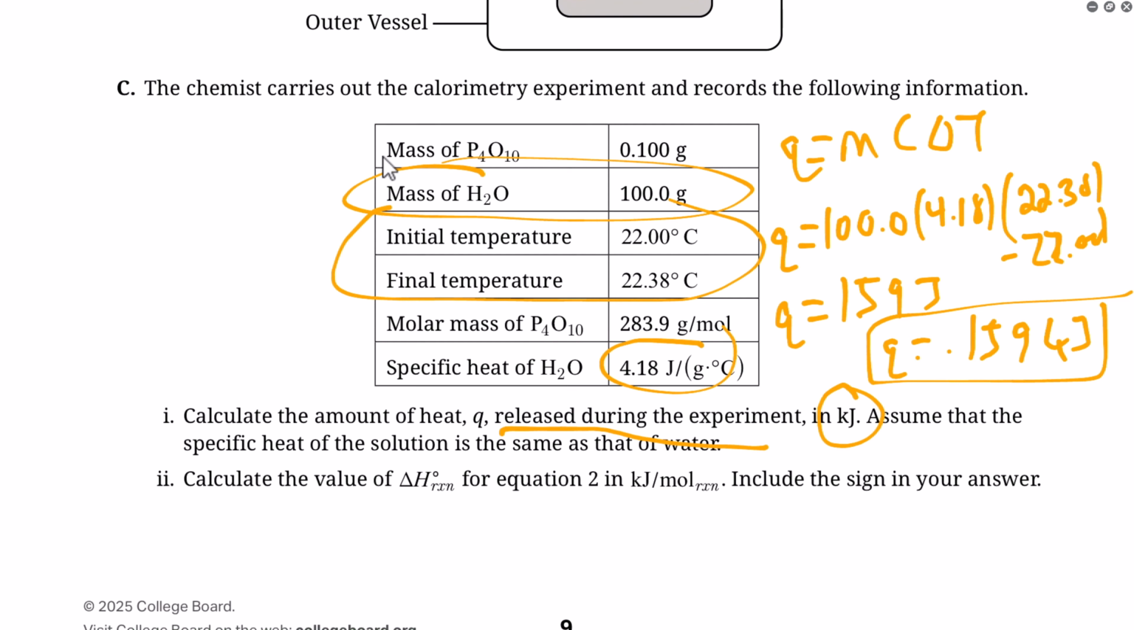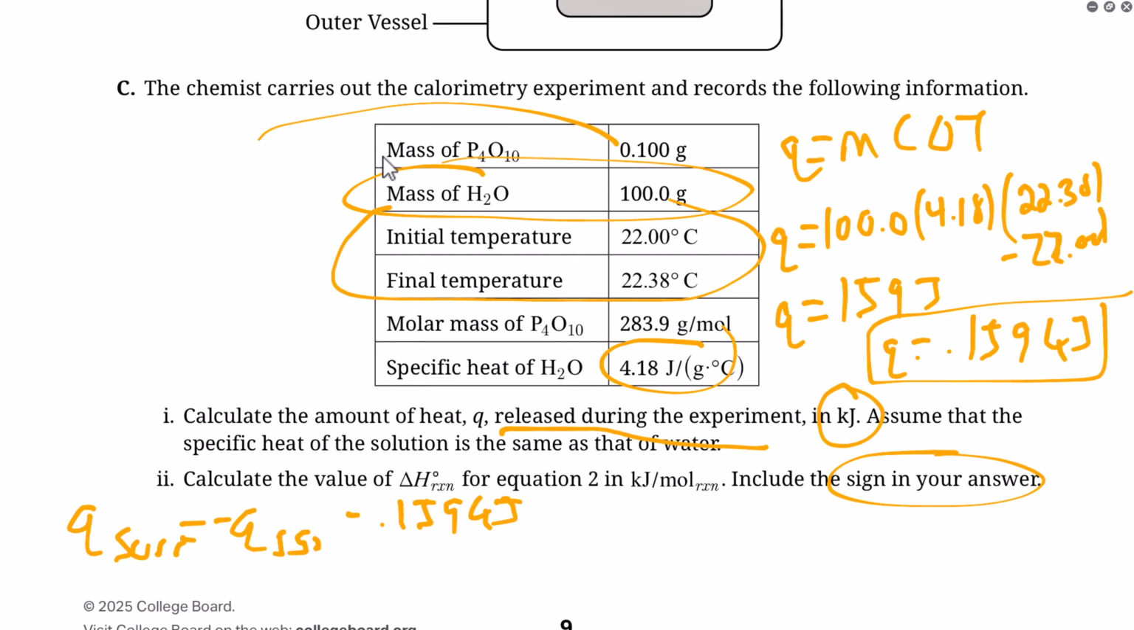So now that we've done that, it asks us to calculate the delta H for the reaction and include the sign in your answer. Remember that the amount of Q that is gained by the surroundings is equal to the Q that is lost by the system. So we need to flip the sign for Q. That's going to be negative 0.159 kilojoules. So all we need to do now is take the 0.1 grams of P4O10 and convert that to moles, and then we're going to divide our kilojoules by that mole value, and that should give us the enthalpy for the reaction.